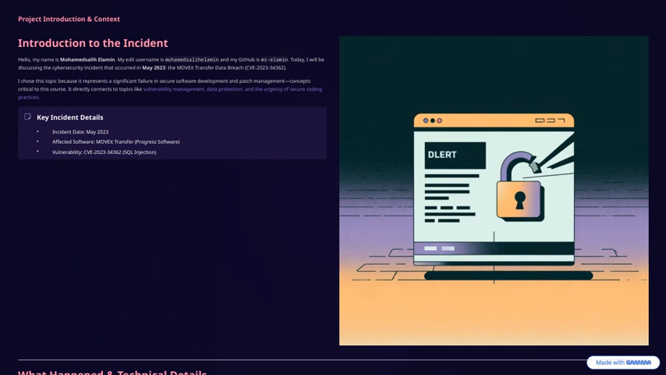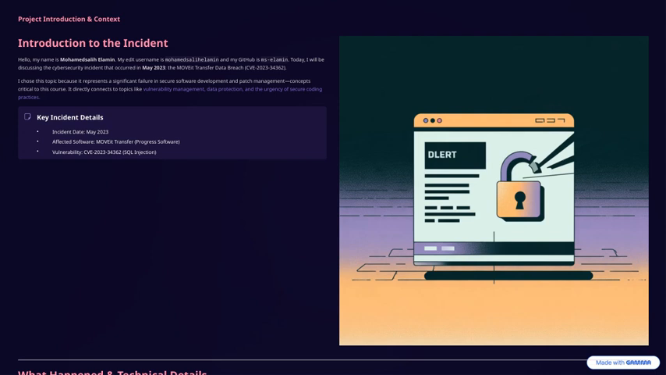Today, I will be discussing a significant cybersecurity incident that took place in May 2023, known as the MOVEit Transfer data breach, identified as CVE-2023-34362. I chose this topic because it highlights a major failure in secure software development and patch management, both of which are critical concepts for this course. It ties directly into key areas like vulnerability management, data protection, and the importance of secure coding practices.